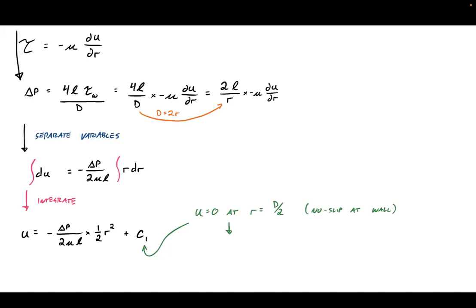Now we know something in this problem. We know that velocity should be 0 when the radius is equal to diameter over 2. In other words, velocity is 0 at the wall of the pipe. We're enforcing that no slip boundary condition over at the wall. And so when we do that, we can calculate a value for C1. We get delta P over 16 mu L multiplied by diameter squared.